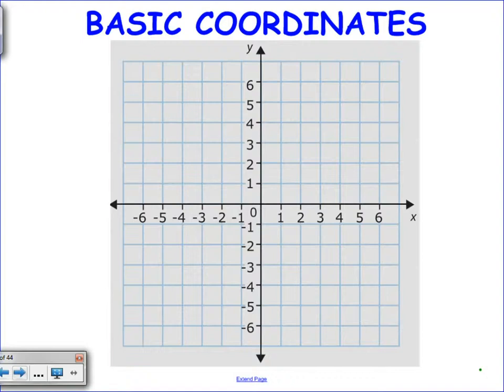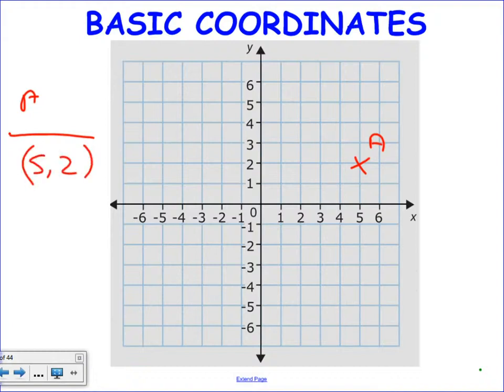So you're expected to do 2 things with coordinates: either plot them when you're given one, or read one that you've been given. So if I put a little cross there, and we call that A, the question will say something along the lines of, what are the coordinates of A? 5, 2, all in brackets. Perfect. That's your mark. And it is as straightforward as that.